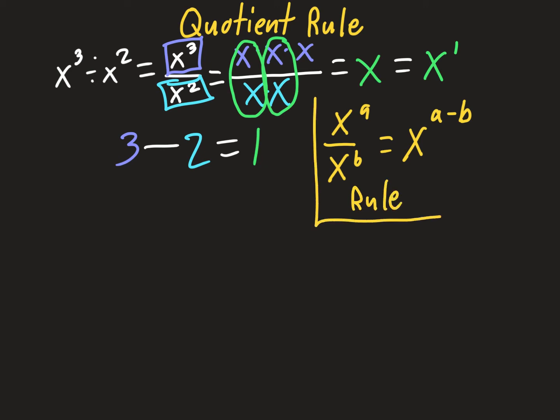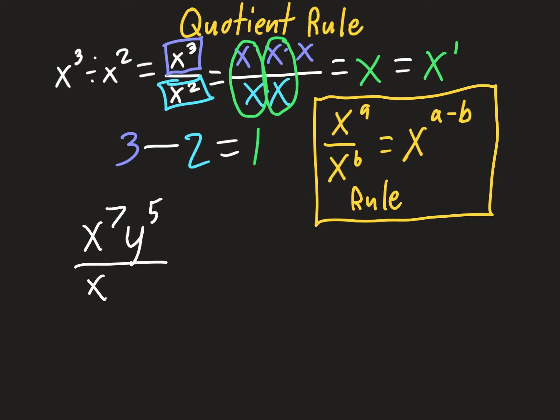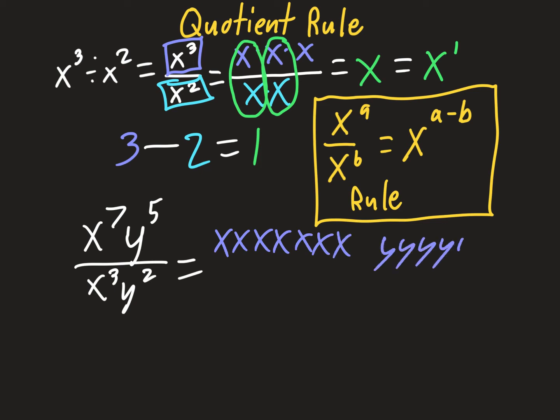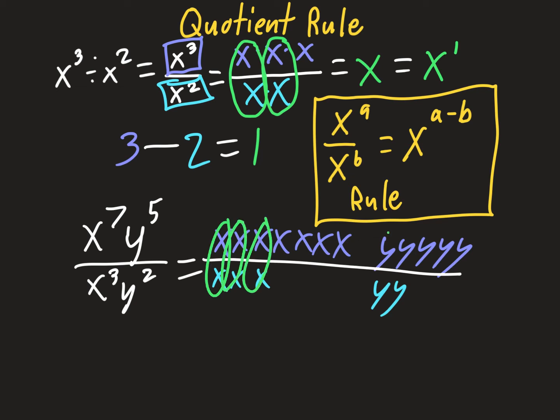Let's check this out to make sure it's true. If we take x to the 7th times y to the 5th over the whole quantity x to the 3rd times y to the 2nd, we will get 7 x's on the top and 5 y's on the top. We will get 3 x's on the bottom and 2 y's on the bottom. Then we can simplify this by getting rid of the pairs of x's and the pairs of y's, and that leaves us with x to the 4th times y to the 3rd.